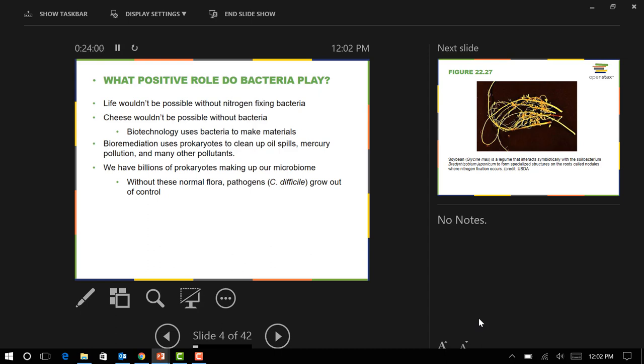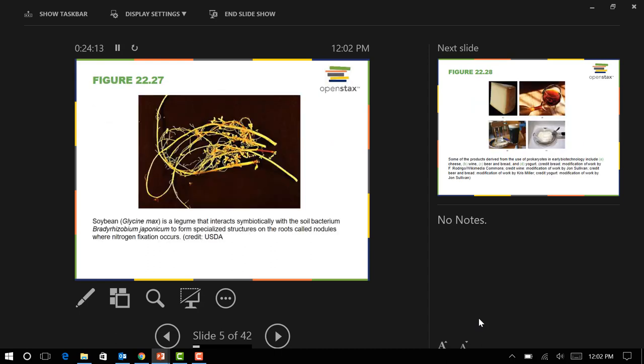Here's a root system from soybeans with a number of structures, these nodules, and these nodules are full of nitrogen-fixing bacteria. Not only do bacteria make that nitrogen available to plants, oftentimes they live in structures that the plants make, like a little condominium for the bacteria to live in. It's fantastic. And then in the food industry, cheese, wine, beer, bread, all of these things, bacteria play an extremely large role in helping produce.